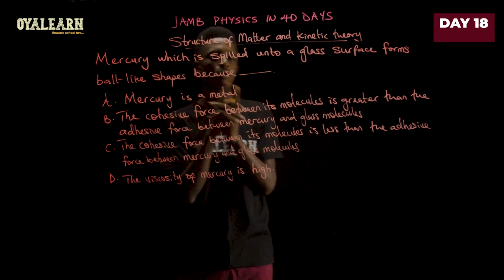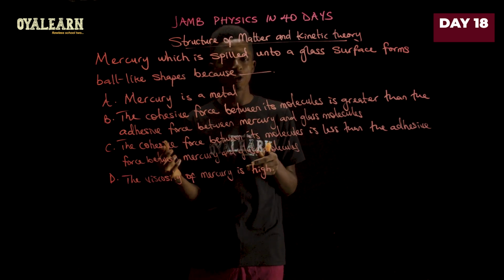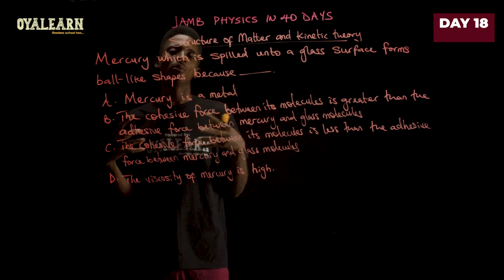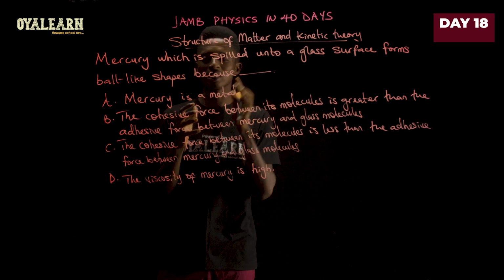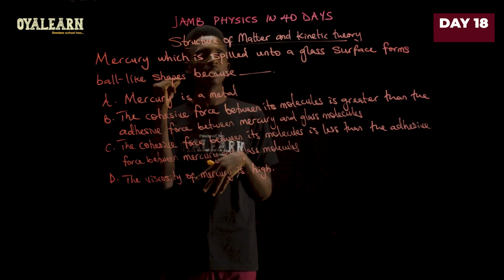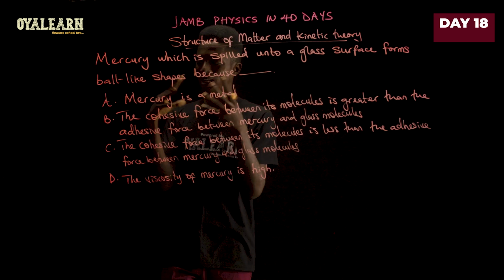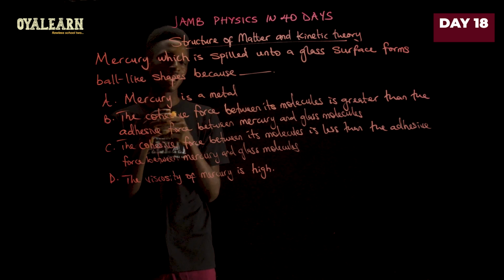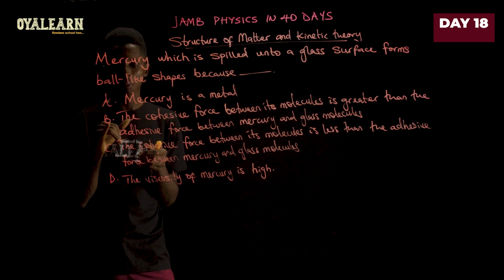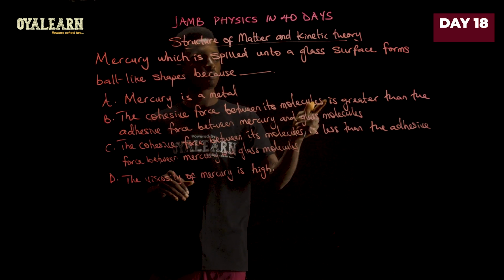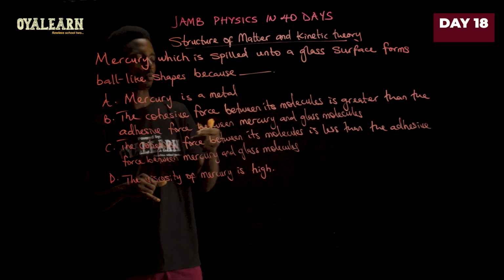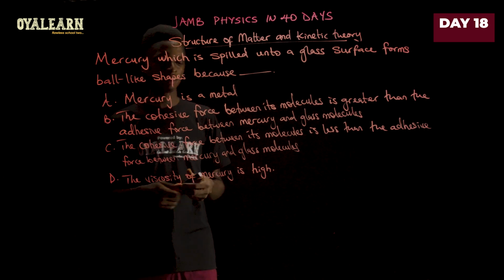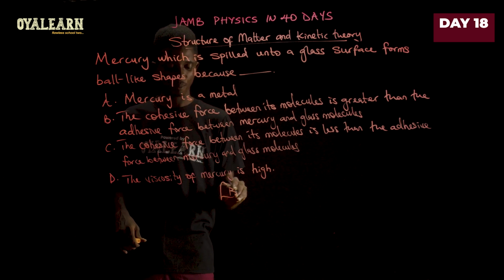And the reverse is the case for water, as water has more adhesive force than the cohesive force, meaning water wants to stick to other materials more than the molecules want to stick together, which is why you see that water wets glass while mercury does not. So what I've said now, we just need to check the options and see which one describes that. So A says mercury is a metal. This does not explain that. Now B says the cohesive force between the molecules is greater than the adhesive force between the mercury and glass molecules. Now this is exactly what I have described, so the correct option is therefore B.